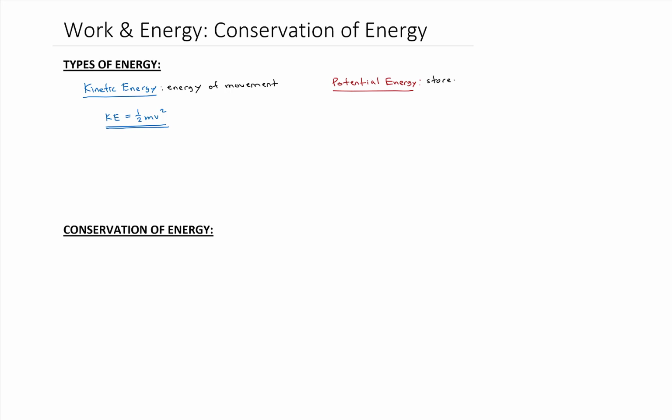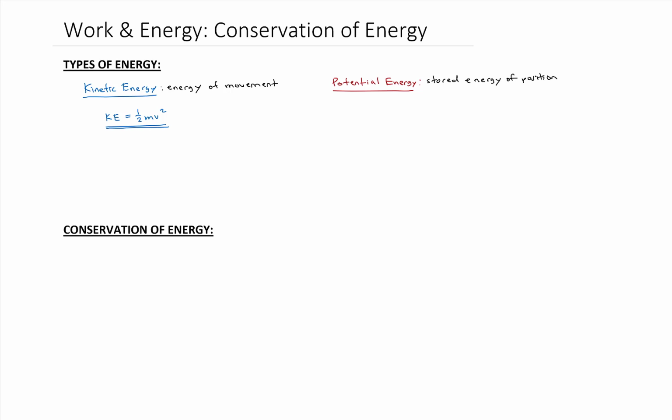So this is the stored energy of position, and typically we use PE to represent this. However, there are two types of potential energy we have to be aware of. So there's gravitational potential energy and spring potential energy. You'll have to determine whether only one, both, or none of these types are involved in a situation when you read the question you're trying to answer.